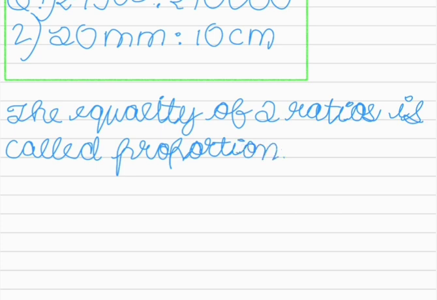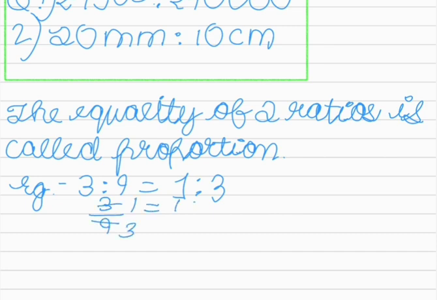Like, if there are two ratios, for example 3:9, and it is equal to 1:3. So these both ratios are equal. You can check it. 3 by 9, 1 by 3. So it is also equal to 1:3. So these both ratios are equal. So this equality of two ratios is known as a proportion. It is very important and an interesting topic, so you can understand it very easily.